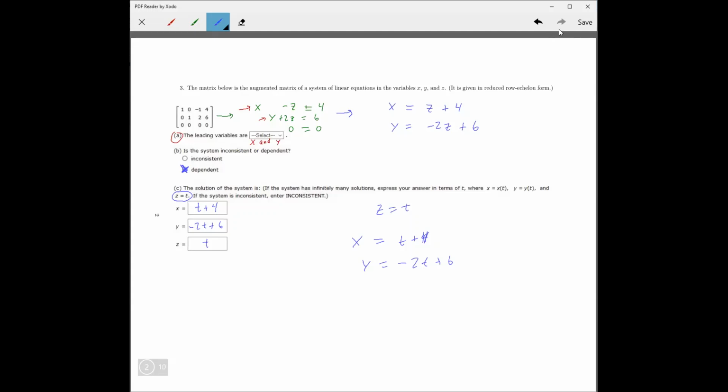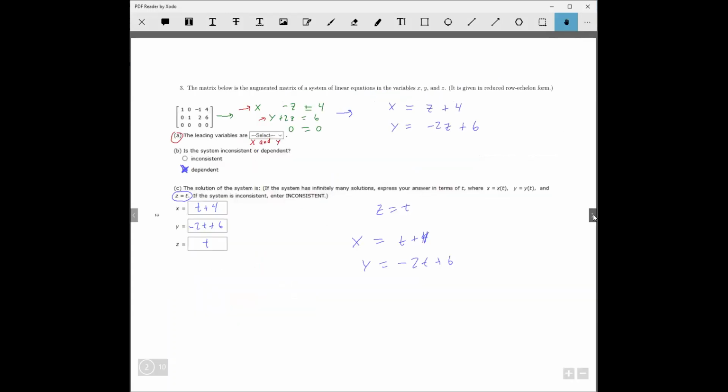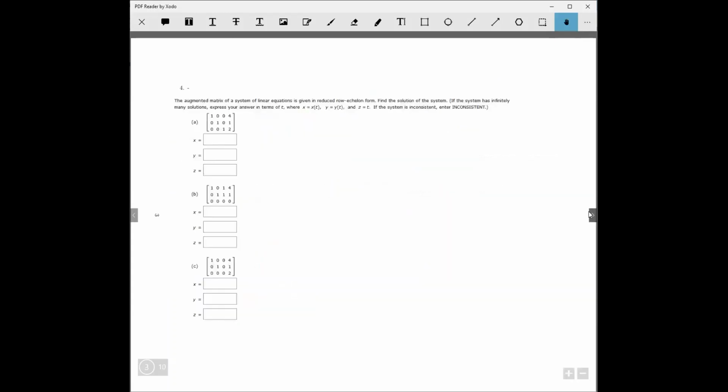Okay. So like I said, part 3 represents, if I go back to the first page, this part of the strategy: translate back to a system of equations and solve. So you get reduced to echelon form, or you put it in a triangular matrix, and translate it back to a system of equations and solve it. And we get some more practice with that with number 4.